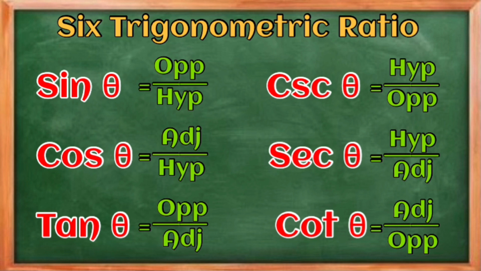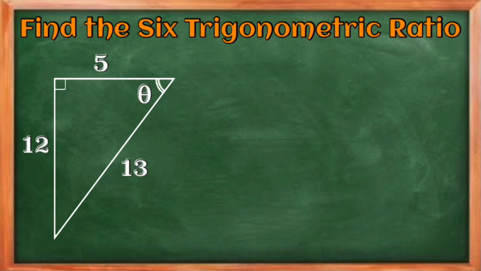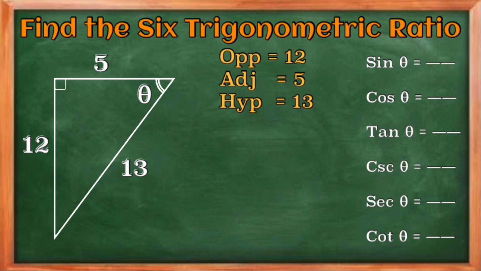Now, since we already know the six trigonometric ratios and their formulas, let us use them in the following examples. In this right triangle, we have sides 5, 12, and 13. Since our theta is in here, the opposite side of theta is 12, the adjacent side of angle theta is 5, and the hypotenuse is 13.